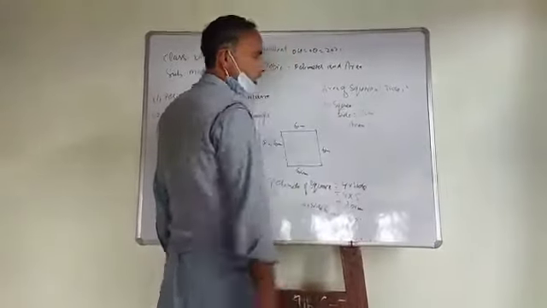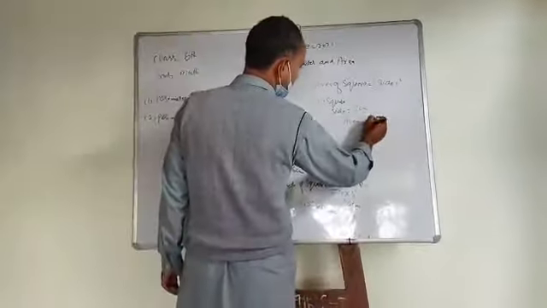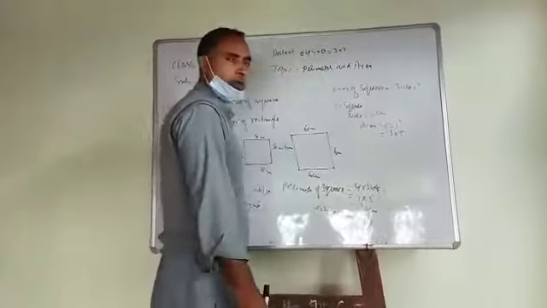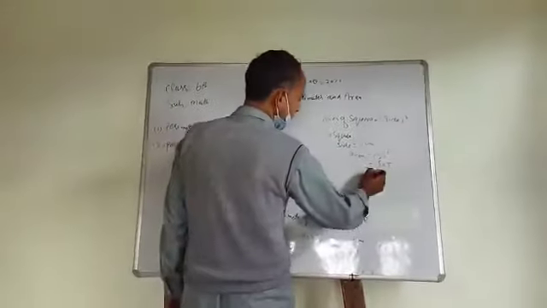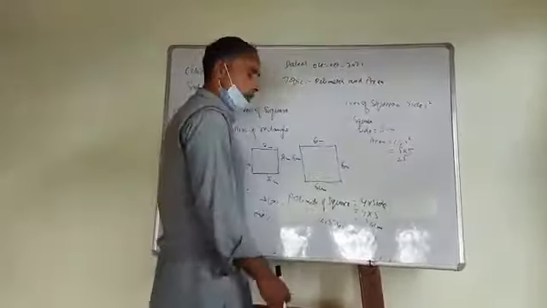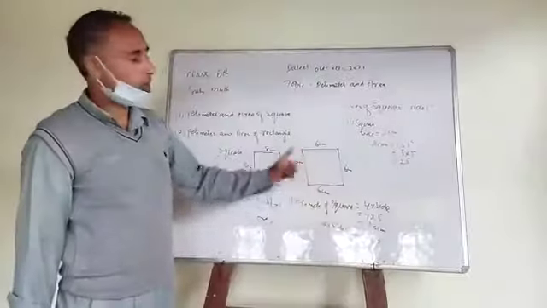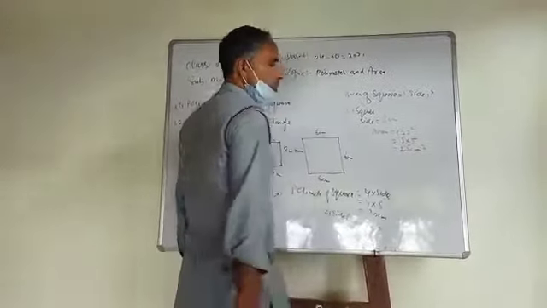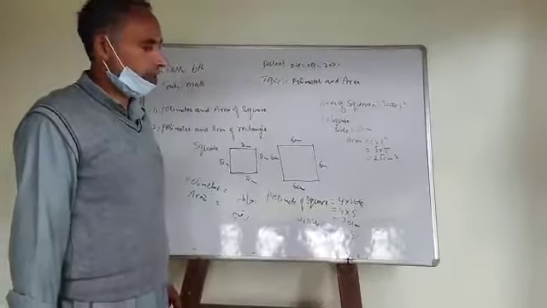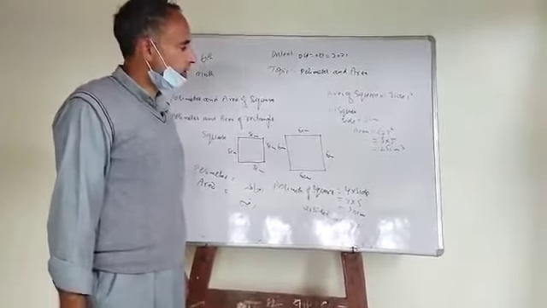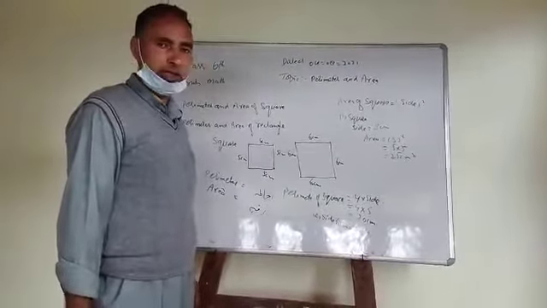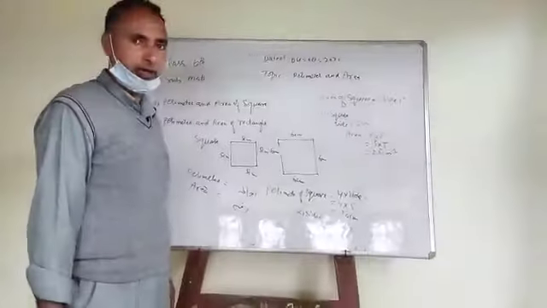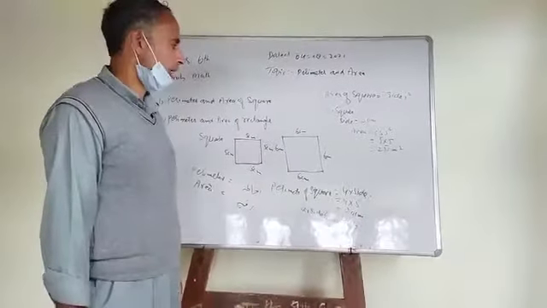the area is side square, which is 5 square. 5 square means 5 into 5, and 5 fives are 25. You write cm square, because area units are square units: cm square, meter square, kilometer square, and so on.